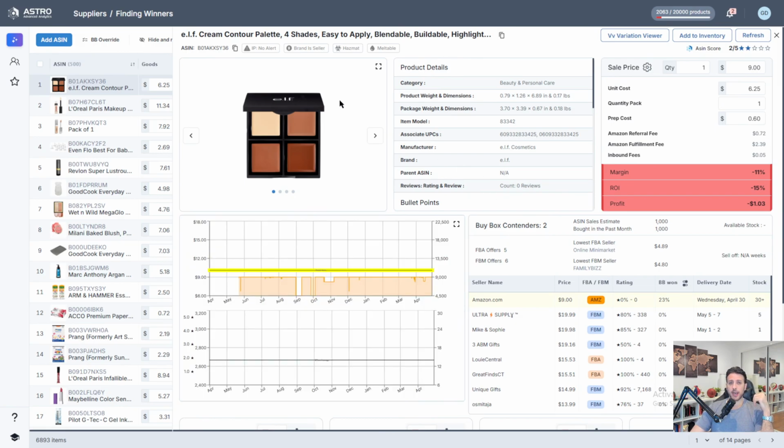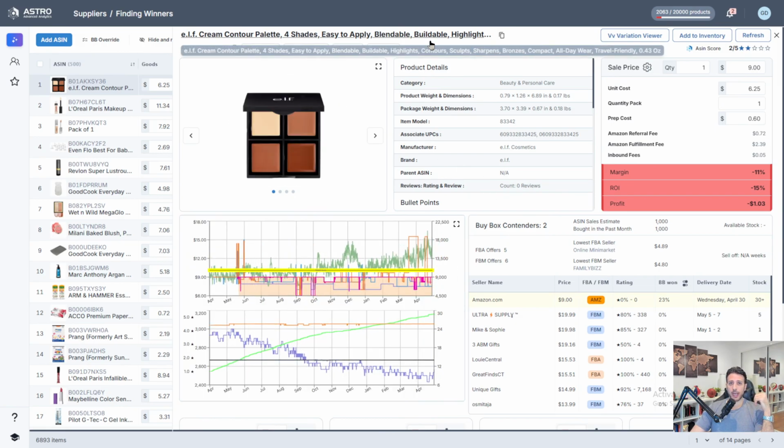So firstly, we have the name. These are the alerts. There are no alerts on this product. So we see if there's an IP alert, if the brand is a seller alert, hazmat or meltable, they're all alerts. If it's a variation, this product is part of a variation set. Now we have the images of the product here.